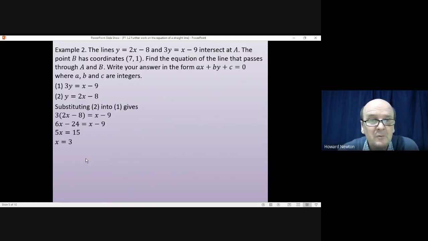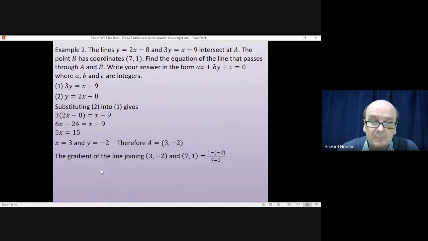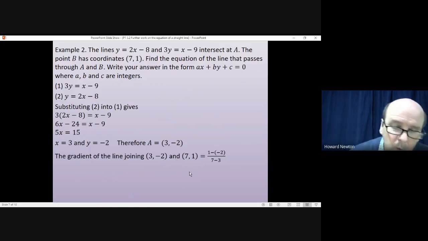To find the value of y, the easiest thing to do is to go back to equation 2, because that tells us that y is equal to double x take away 8. 2 times x take away 8 will be 2 threes is 6. 6 take away 8 is minus 2. So x is 3 and y is minus 2 at the point A. So the coordinates of A are 3, minus 2. Now, we know 2 points on the line. We know 3, minus 2 and 7, 1.